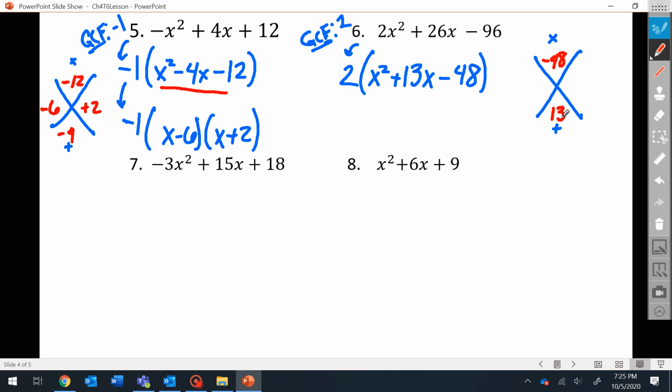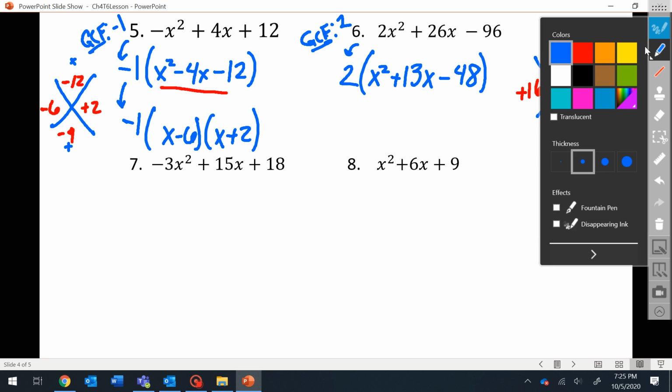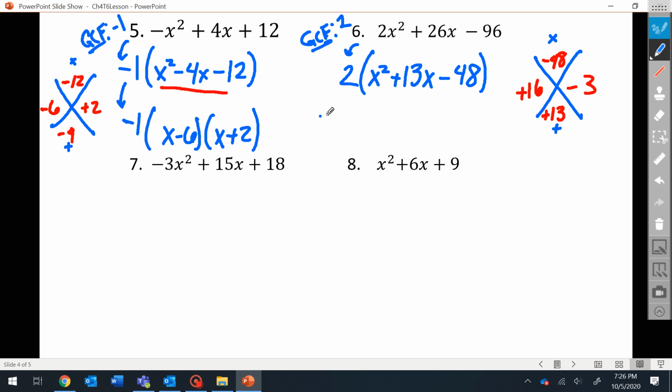So that's going to be 16 and 3, so it's positive 16 and negative 3. Multiply these to get negative 48, you add these to get 13. So that's going to tell me that it's going to factor to x plus 16, x minus 3.